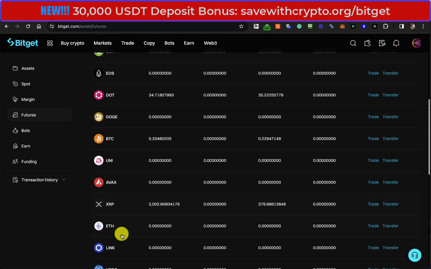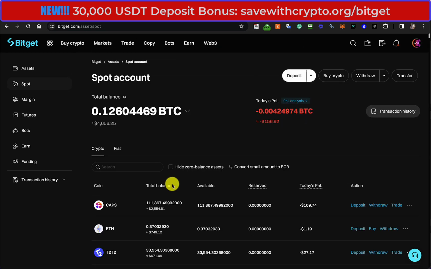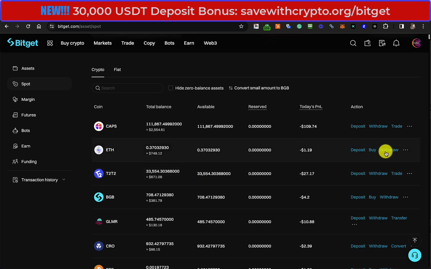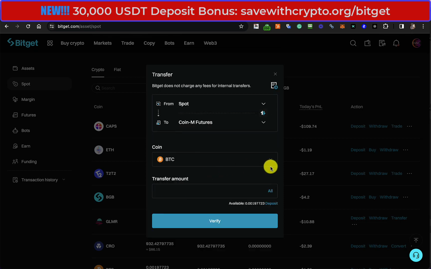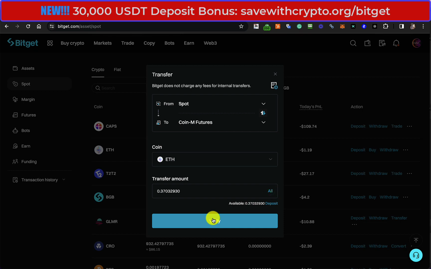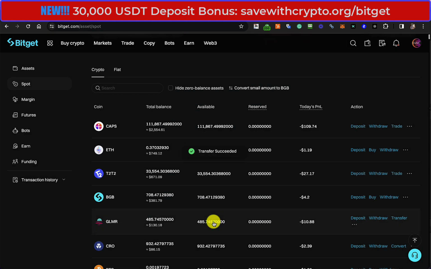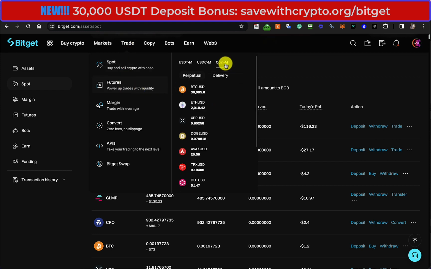Okay, this one here. But to do that, first of all, I need to move the Ethereum from my spot account to my Coin M account. So you do that by going to Ethereum down here, and you go to these three little dots here, transfer. Okay, spot, and we're not going to isolated margin because that's really confusing and I don't quite understand it. I think that's a kind of options type account, which I must admit confused me. So I'm just going to use Coin M. I'm going to transfer all my Ethereum. There you go. So it's 0.3703, whatever. So verify, transfer succeeded.